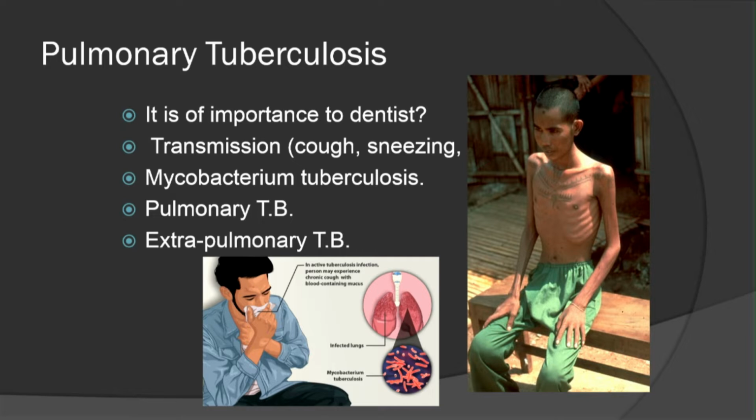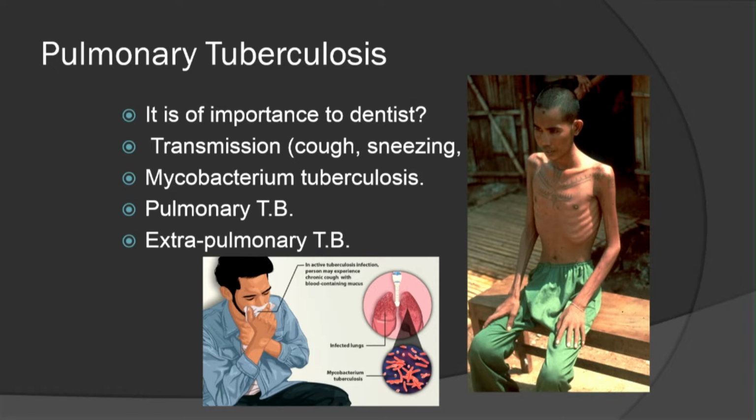droplets. The causative microorganism of this disease is Mycobacterium tuberculosis. This bacterium usually settles in areas of high oxygen tension. For this reason, it usually infects the lung, and for this reason it is called pulmonary TB.